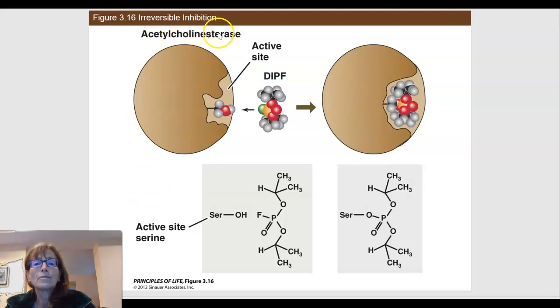So this is an enzyme, and you might say, uh-oh, I never heard of that. Acetylcholine esterase. Acetylcholine is a chemical that's in our body. It's a neurotransmitter. It's a chemical messenger. That's what acetylcholine is. And acetylcholine esterase is the enzyme involved with that. So this is an irreversible inhibitor, this DIPF. You need to look at this a little bit in your book to understand what it is, but you can see what it does right here.